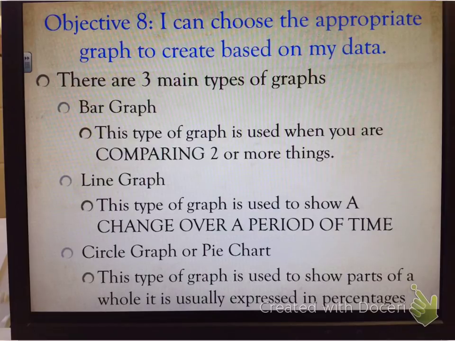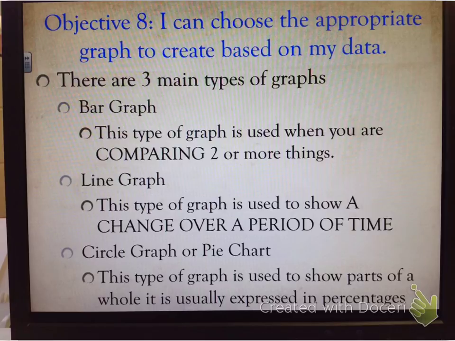Objective 8 is that I can choose the appropriate graph to create based on the data that you get. So we create different graphs based on what type of data we have. So there are three main types of graphs. The first is a bar graph. So this type of graph is used when you're comparing two or more things. If you're comparing types of music, or in the last example, types of chocolate ice cream, bar graphs are really good to use with this data.